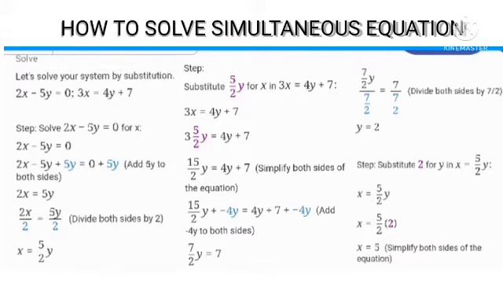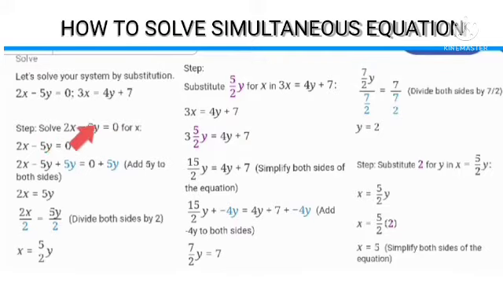The first thing we want to do when we see any question like this, and we want to solve it using the substitution method, is to take our first equation, which is 2x minus 5y is equal to 0. Then we want to make either x or y, which is the dependent variable in this equation, or what we are looking for, the subject of formula. The dependent variable is simply what we are looking for. In this case, we are going to make x the subject of formula.